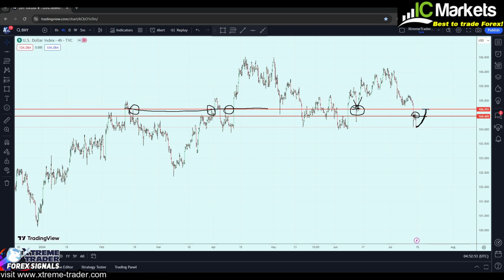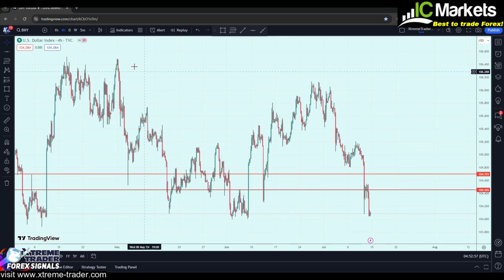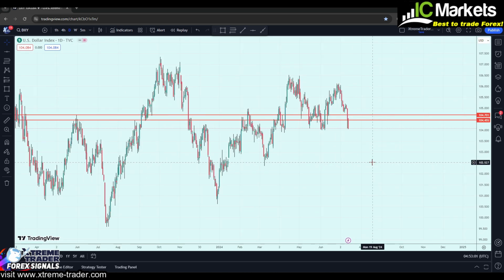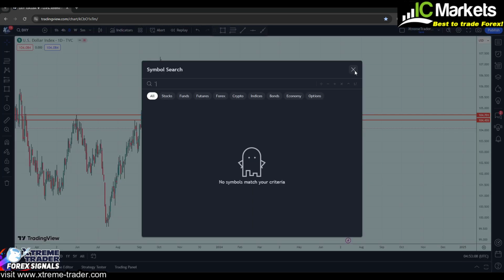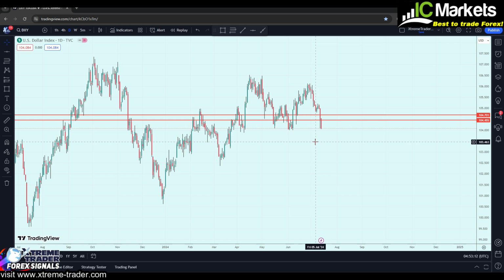So again, I'm not going to send you any signal to sell the DXY from here. It's up to you. If you want to trade the pair, you can place your trades on it. Alright, so for myself, I'm not going to trade it at all.